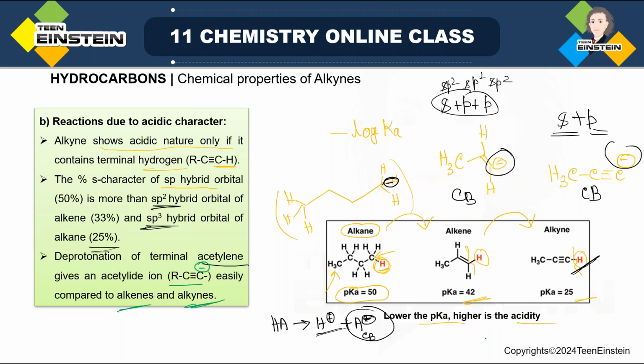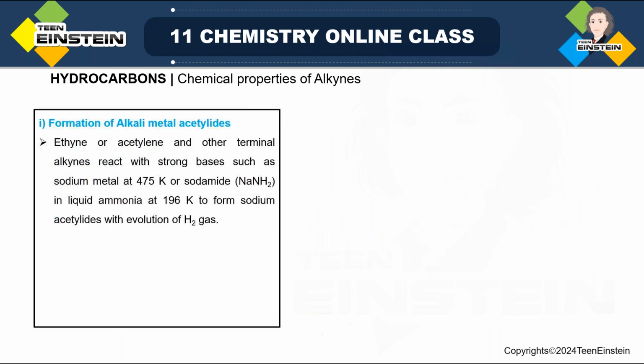Now, because of this acidic character, we will study some reactions. All these reactions will be based on this particular acidic character. So basically what we will do is generate some negative charge by using different types of reagents. Under these acidic character based reactions, the first reaction is the formation of alkali metal acetylide. That means we will use some reagent which will contain an alkali metal.